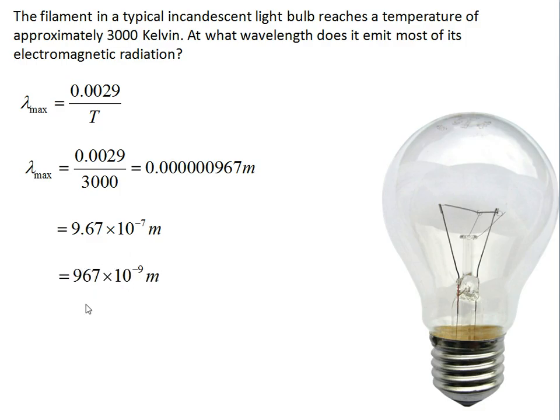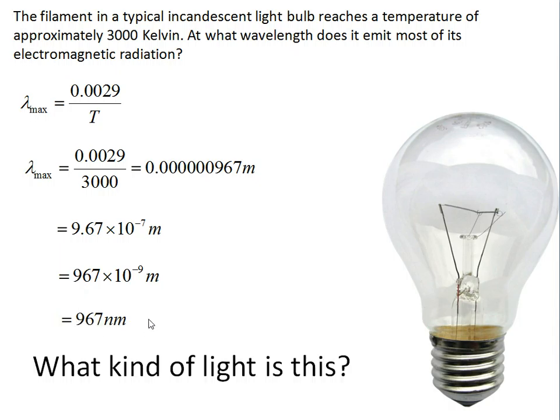So keep in mind, these are the same exact number. This is written in decimal, this is written in scientific notation. And 10 to the minus 9 meters has a special name. It's called a nanometer. So there it is, 967 nanometers. You ask the question, what kind of light is this, if the wavelength is 967 nanometers? Well, keep in mind, visible light goes from roughly 400, violet light, up to 700, red light. So this is even longer than red light. So this is what we call infrared light.